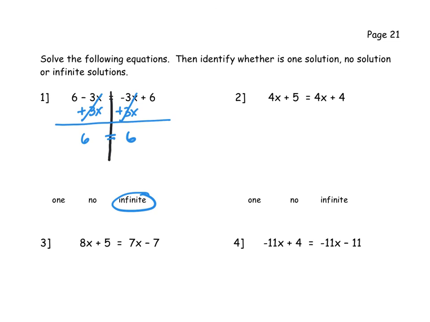So I'd like you to do that one more time. One solution, we're going to get x equals a number. No solution would be something like 4 equals 7. And infinite solutions, we get something like 6 equals 6. So please go ahead and try the rest of them, and I will post the key later.